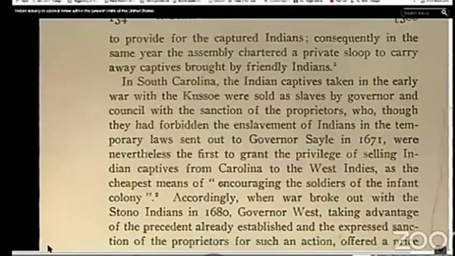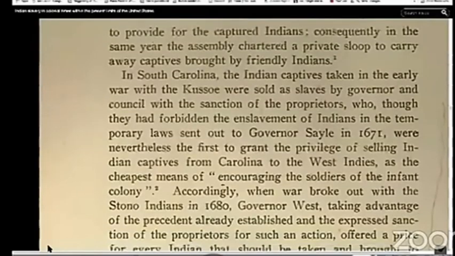In South Carolina, the Indian captives taken in the early war with the Cusco were sold as slaves by the governor and council with the sanction of the proprietors, who, though they had forbidden the enslavement of Indians in the temporary laws sent out to Governor Sayle in 1671, were nevertheless the first to grant the privilege of selling Indian captives from Carolina to the West Indies as the cheapest means of encouraging the soldiers of the infant colony.